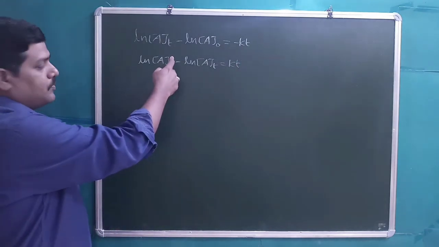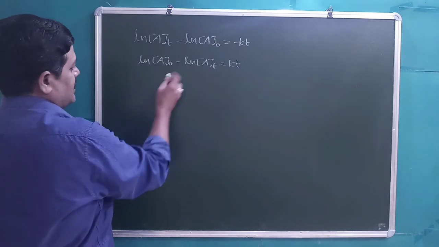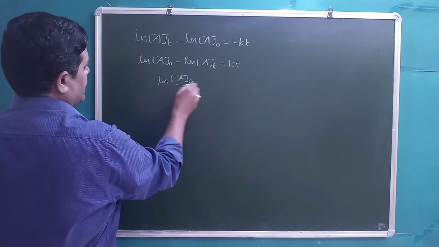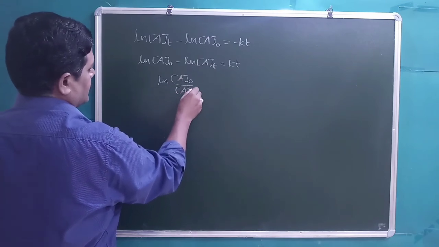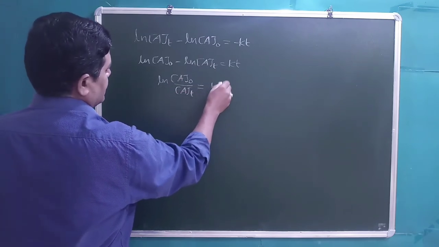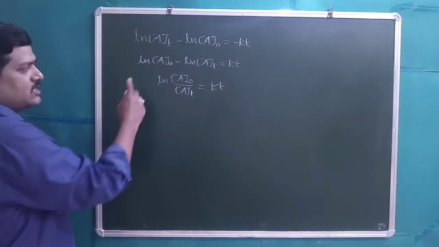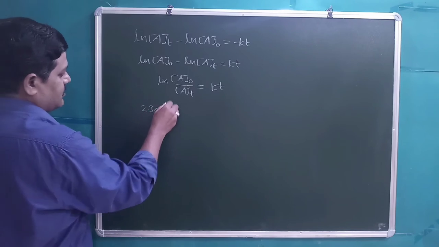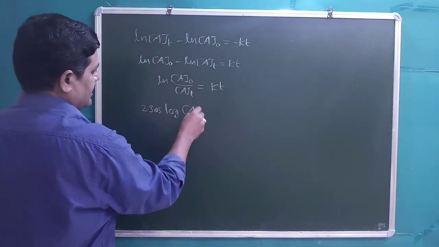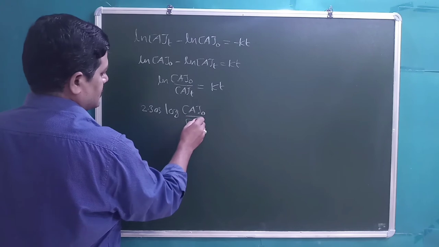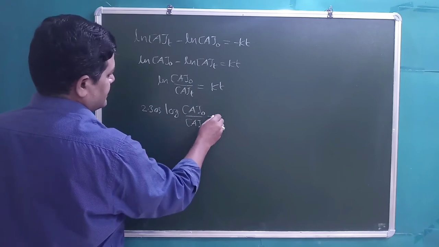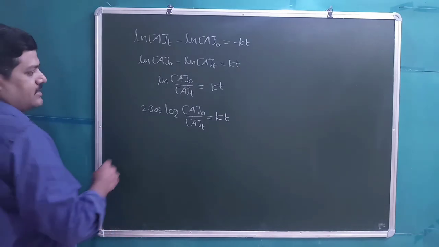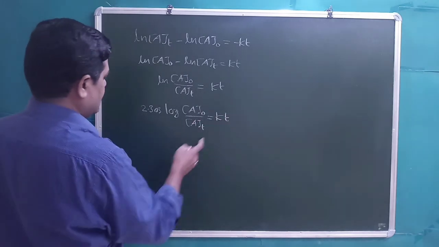This is in the form of ln a minus ln b. We can write it as ln a by b, which is equal to kt. So to convert natural logarithm into common logarithm, it should be multiplied with 2.303: 2.303 log A naught by At is equal to kt. Log A naught by At is equal to kt we got.